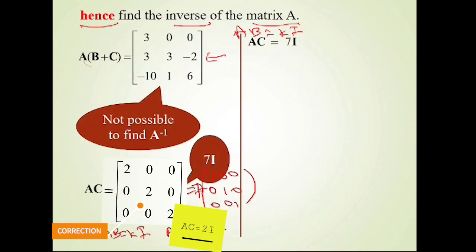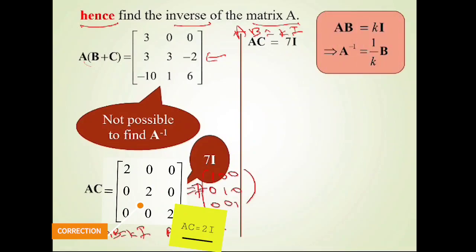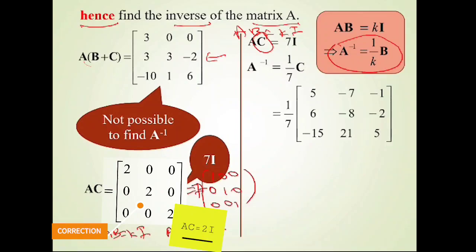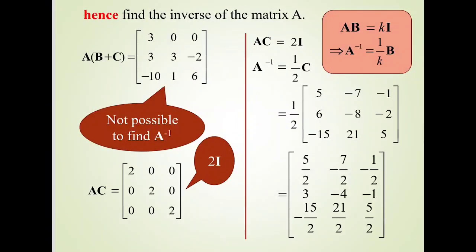So how to find the A inverse? Remember, you can use the formula. A inverse is equal to 1 over K times B. So now you don't have B, but you have C. So it's just 1 over 7 multiplied with matrix C. Write your matrix C and multiply with the scalar 1 over 7. And that will be your final answer.